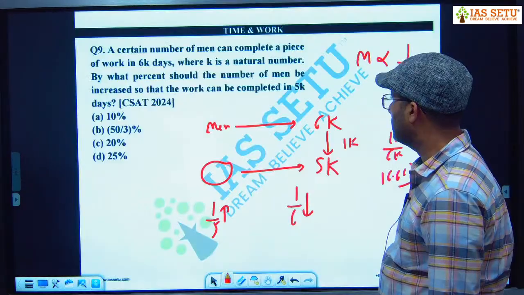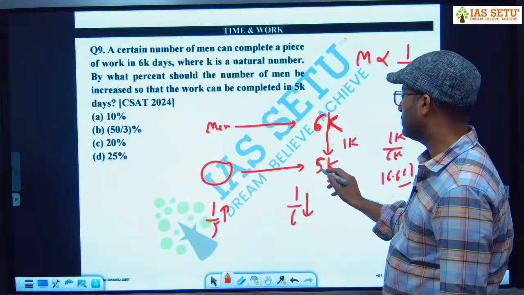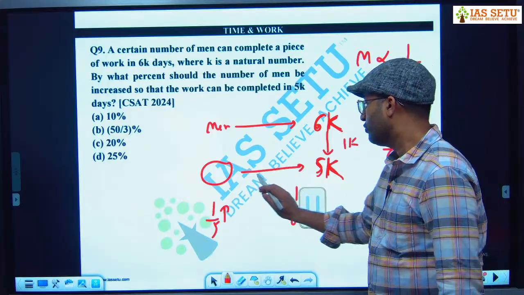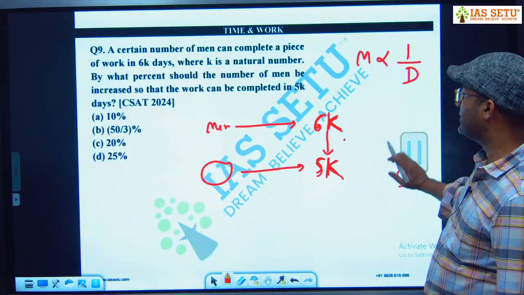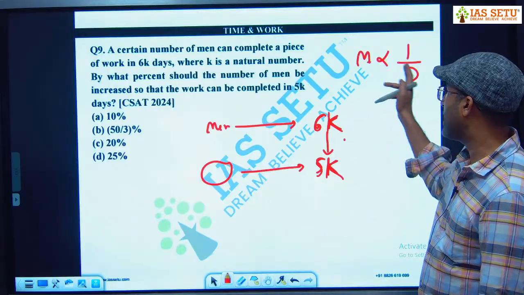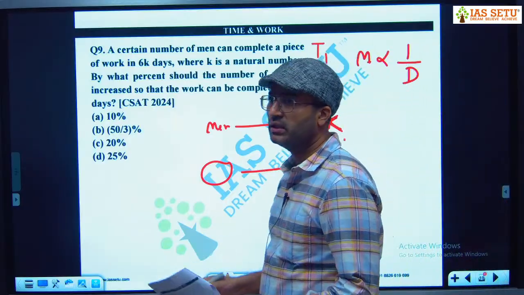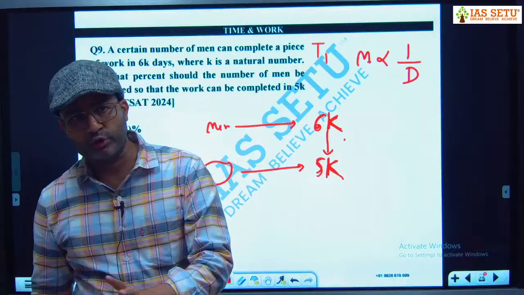Now here, earlier 6k days, now 5k days. First you have to find how much percentage decrease is there in days. Man and days are inversely proportional. This is our type 1 from percentage. I told you, product of two things.